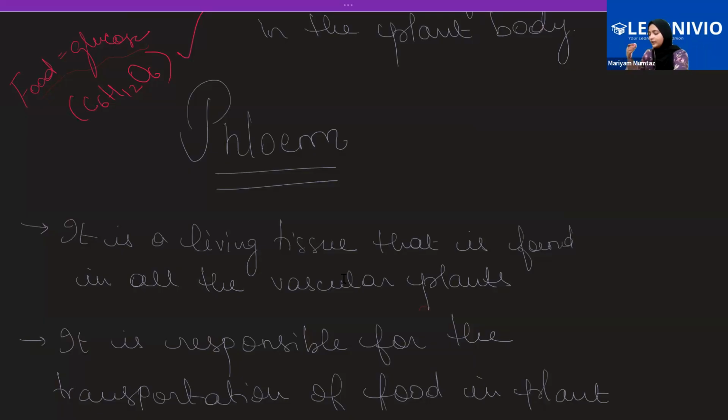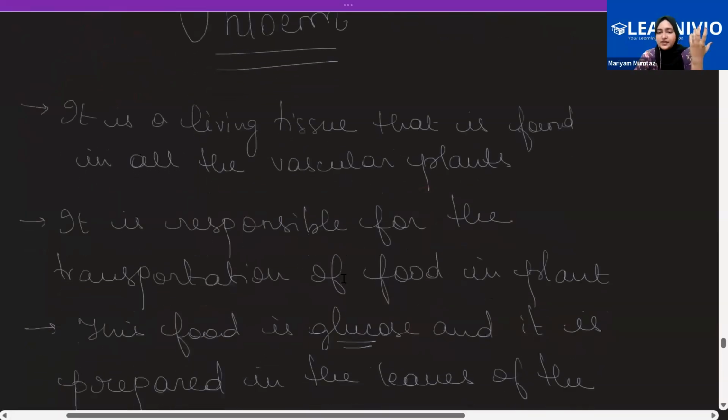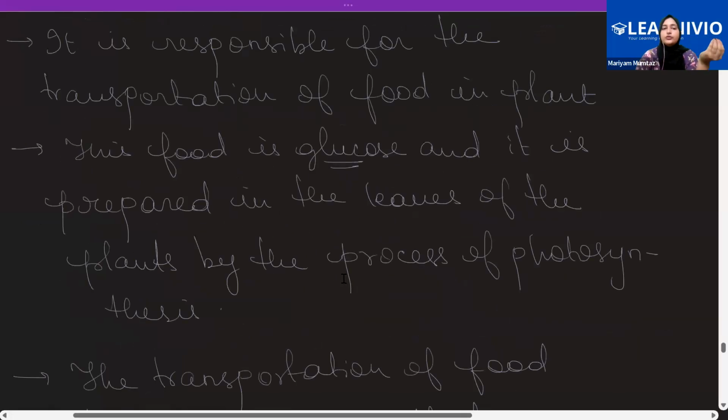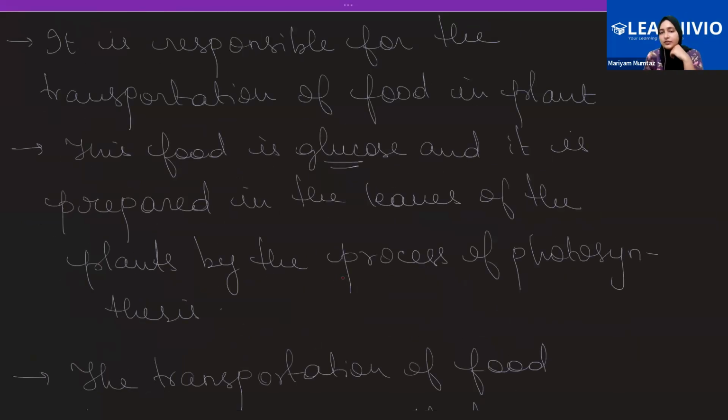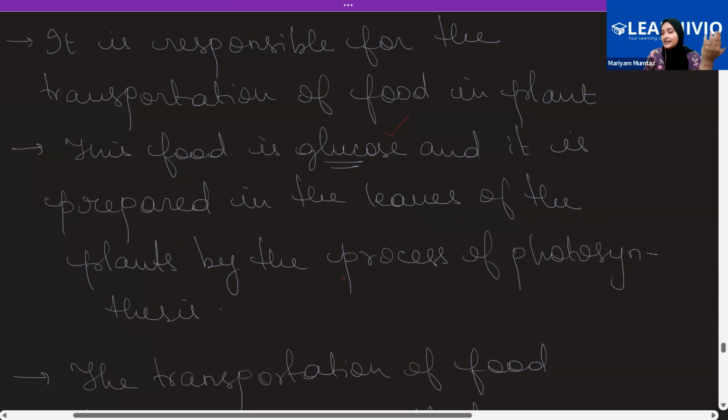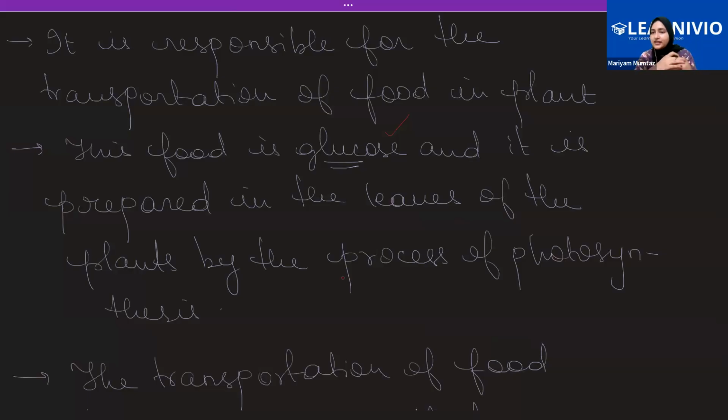It has nothing to do with the water or the minerals. Mostly it has to transport the food substances in the plant. And you all know that the food of the plant is the glucose molecule. And where is it prepared? It is prepared in the leaves, right? The photosynthesis happens in the leaf. Why, students? Can someone tell me? Why does it happen in the leaf?